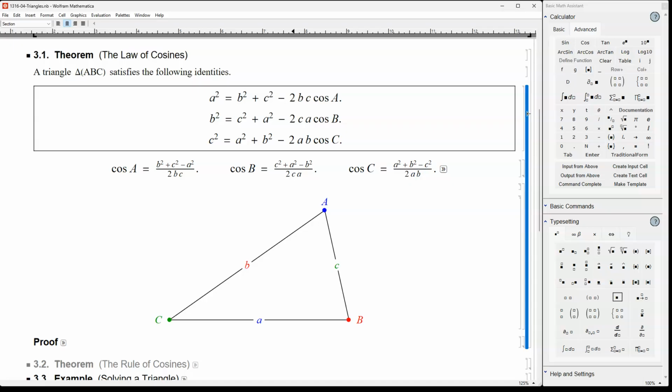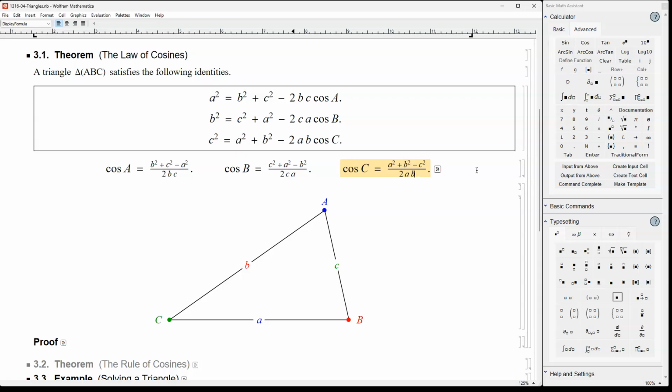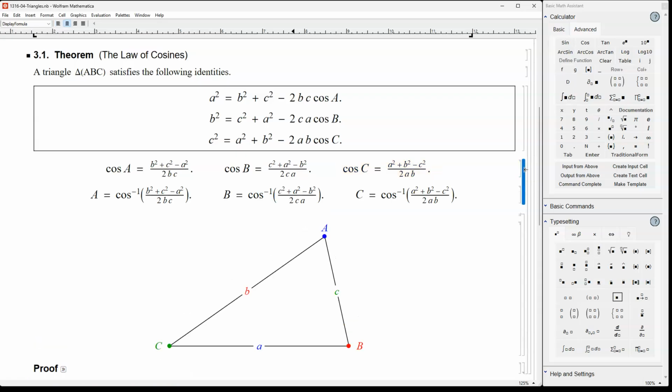Now we have these three identities, one for each angle, and we can do some algebraic manipulations and solve for the angles A, B, and C like this. Solve for cosine of A, cosine of B, and cosine of C, and then eventually take the inverse cosine. What do you get? The angle formula. From three sides, we can find the angles through these three.